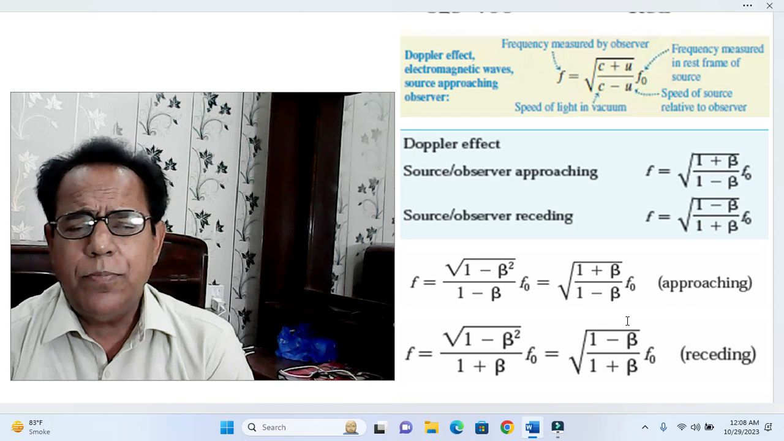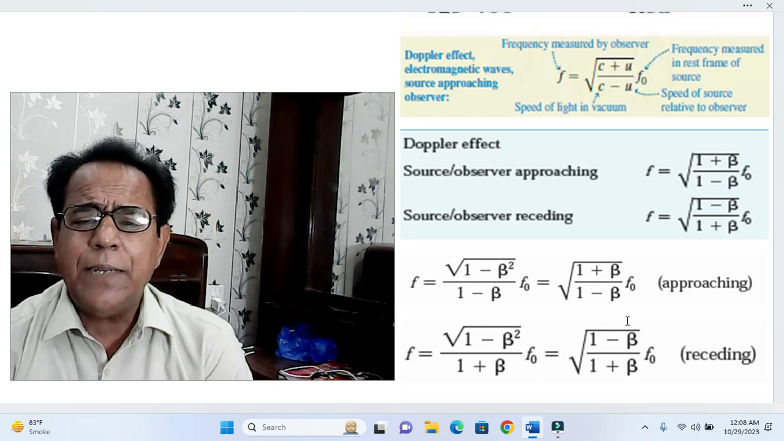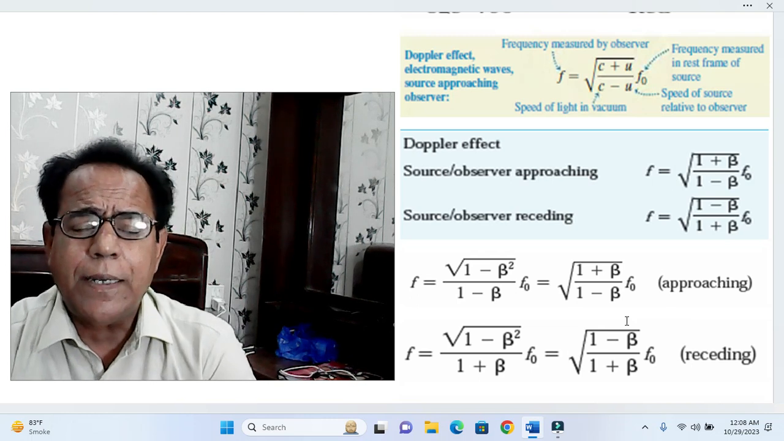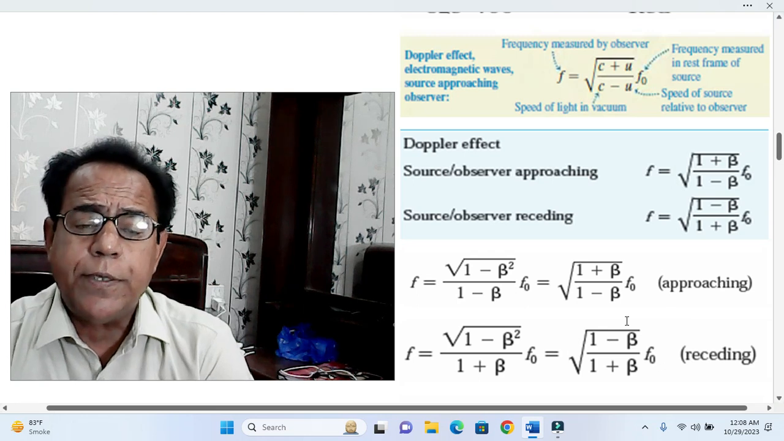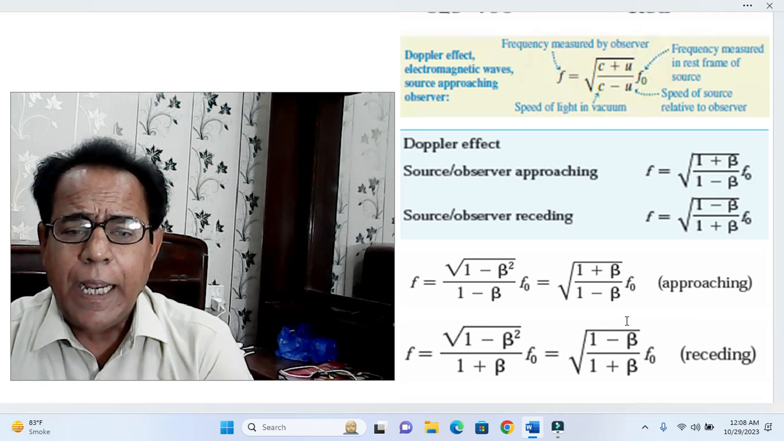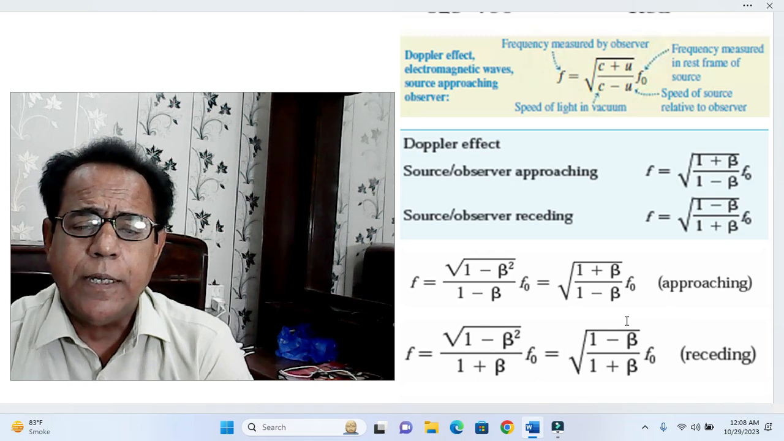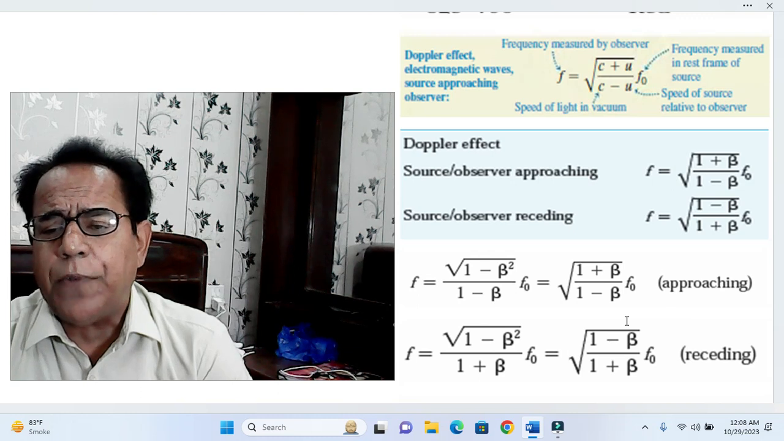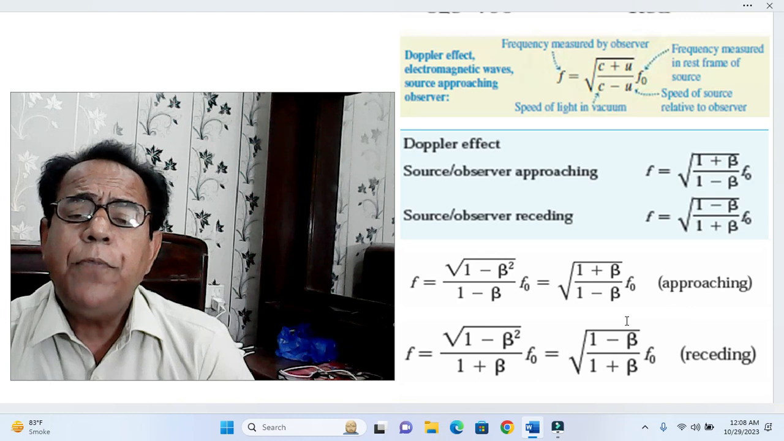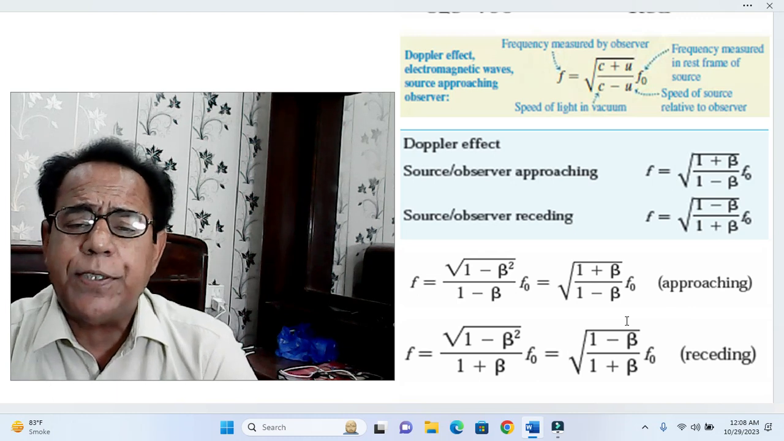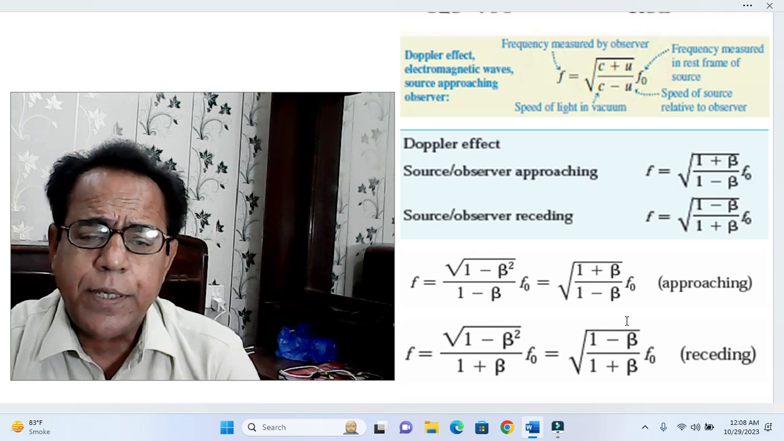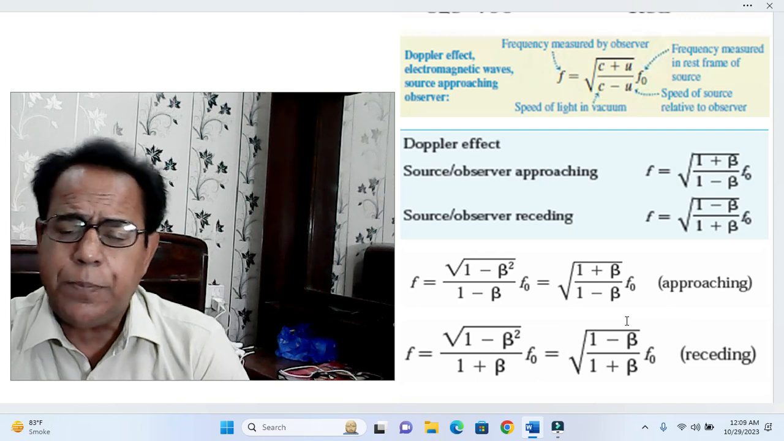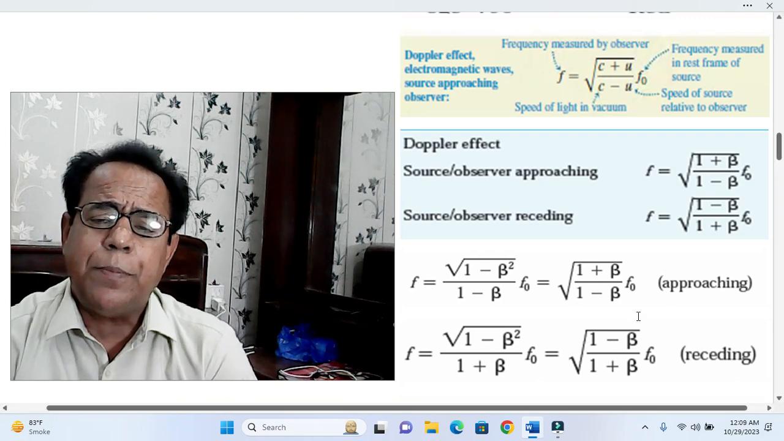equivalently. Okay, in a relatively alternate manner. Okay, Doppler effect, source or observer approaching, and then source or observer receding. In case of approaching, f is equal to under root 1 plus beta over 1 minus beta into f naught, where beta is speed parameter v over c. Okay, so in case of source or observer receding, f is equal to under root 1 minus beta over 1 plus beta into f naught. Okay, where beta is the speed parameter v over c.